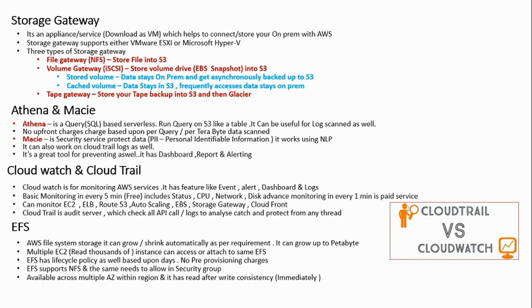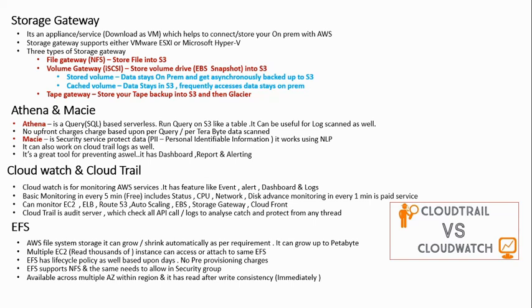Macie is one of the security services that AWS launched to protect your personally identifiable information. It works with natural language processing. It works on your CloudTrail logs also. We'll discuss CloudTrail also, but understand Athena is a query, and Macie is to secure or protect your data. It helps to protect your personal data, and it also works on the logs, and it's a great tool for prevention. It has its own dashboard, reporting and alerting as well.